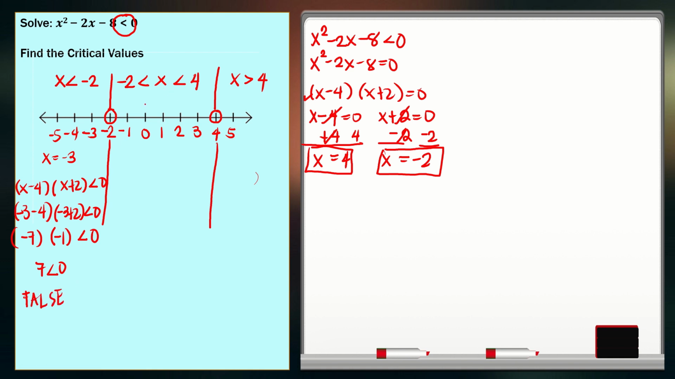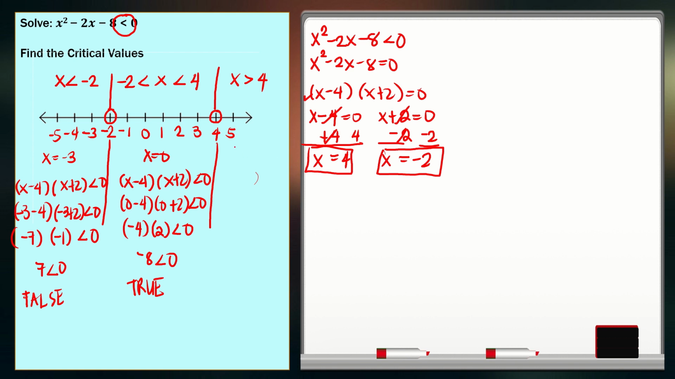Next, we're going to pick a value between negative 2 and positive 4. Let's pick 0. From our factors, we have x minus 4 multiplied by x plus 2 is less than 0. So 0 minus 4 multiplied by 0 plus 2 is less than 0. 0 minus 4 is negative 4, and 0 plus 2 is 2. Negative 4 times 2 is negative 8, is less than 0. Is it true that negative 8 is less than 0? The answer is true.